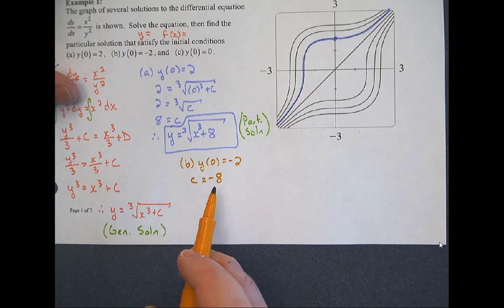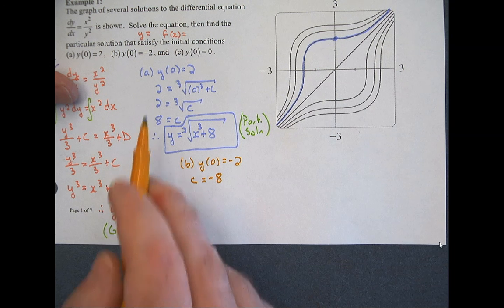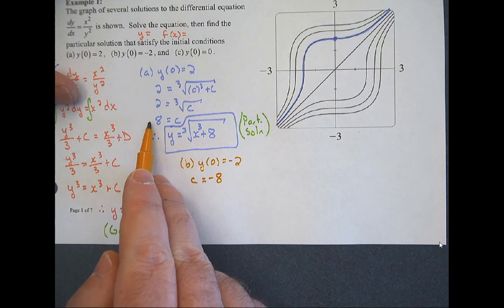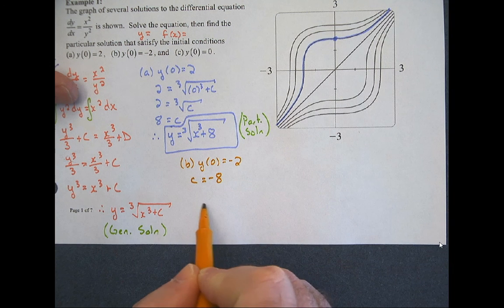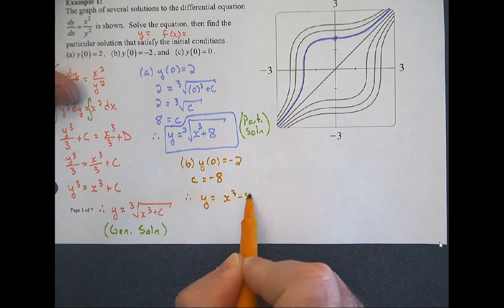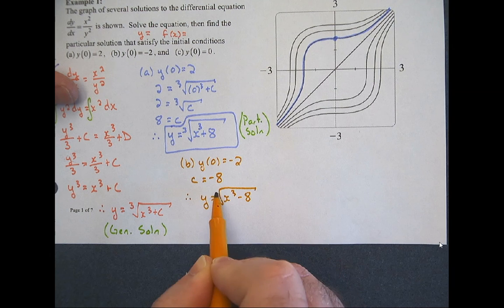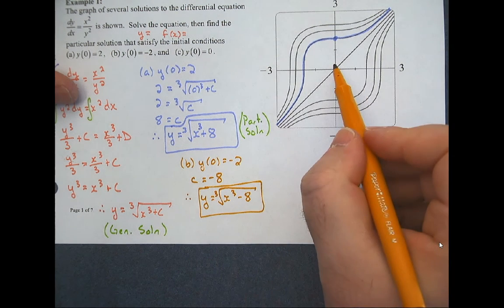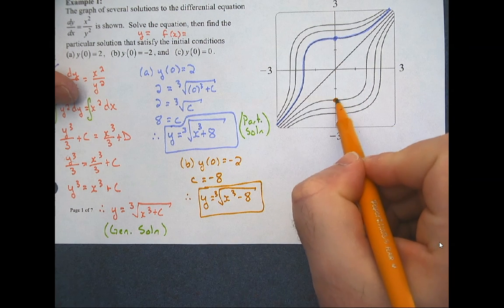Should I show my work? I mean, honestly, just put a negative here, and then when you cube a negative, you're going to get a negative. So no, I'm not going to show my work. Therefore, my particular solution would be y equals x cubed minus 8 this time. So that would have been this curve here.